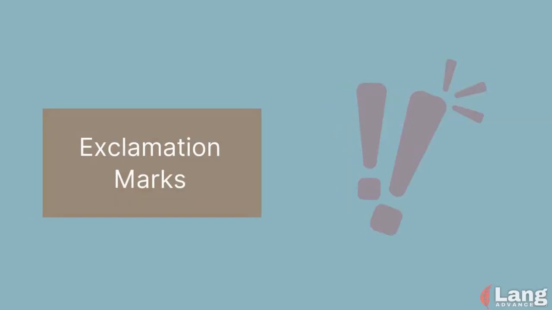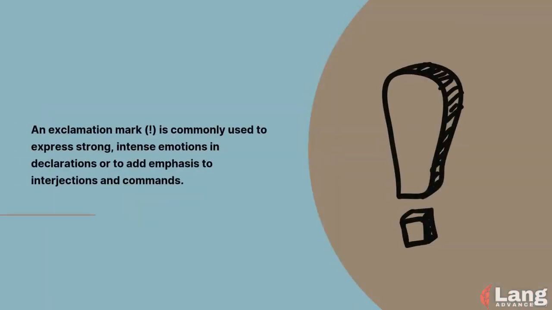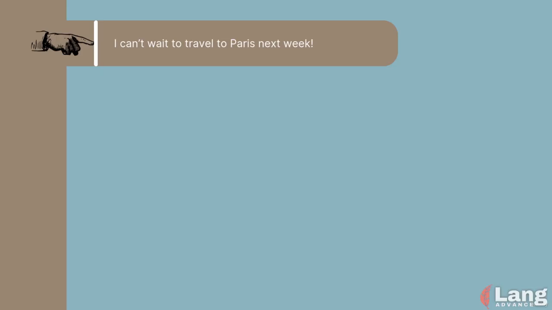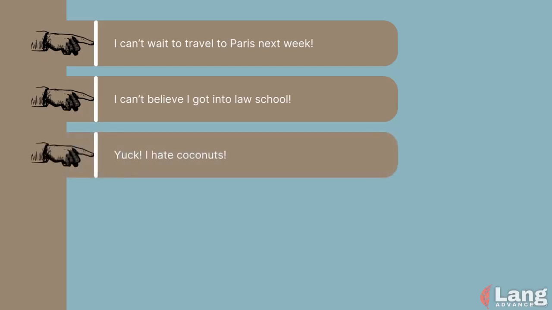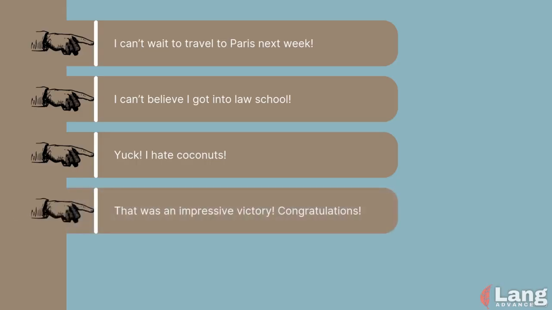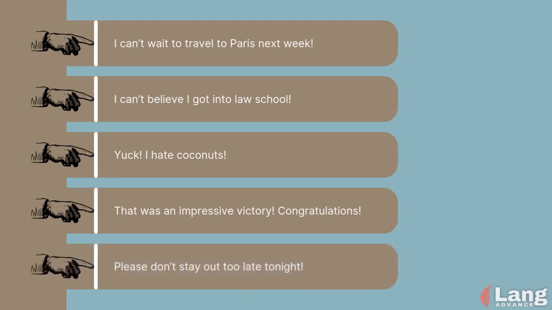Exclamation marks. An exclamation mark is commonly used to express strong, intense emotions in declarations or to add emphasis to interjections and commands. For example, I can't wait to travel to Paris next week! I can't believe I got into law school! Yuck! I hate coconuts! That was an impressive victory! Congratulations! Please don't stay out too late tonight!